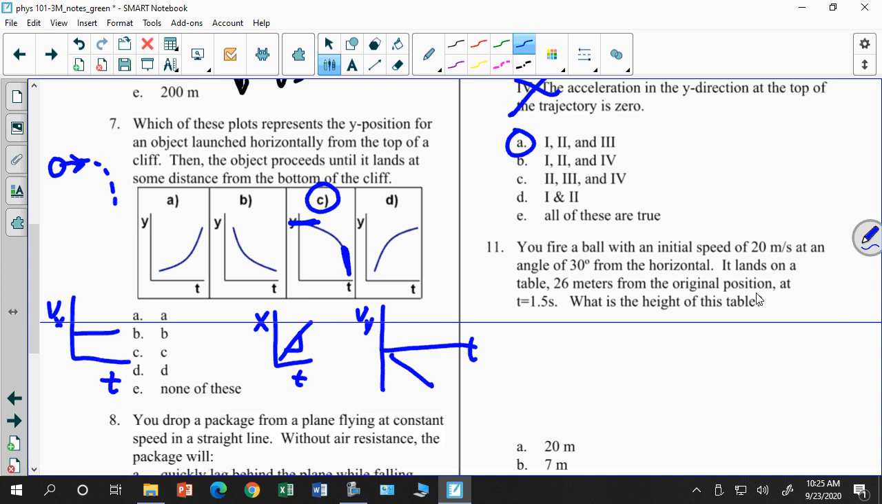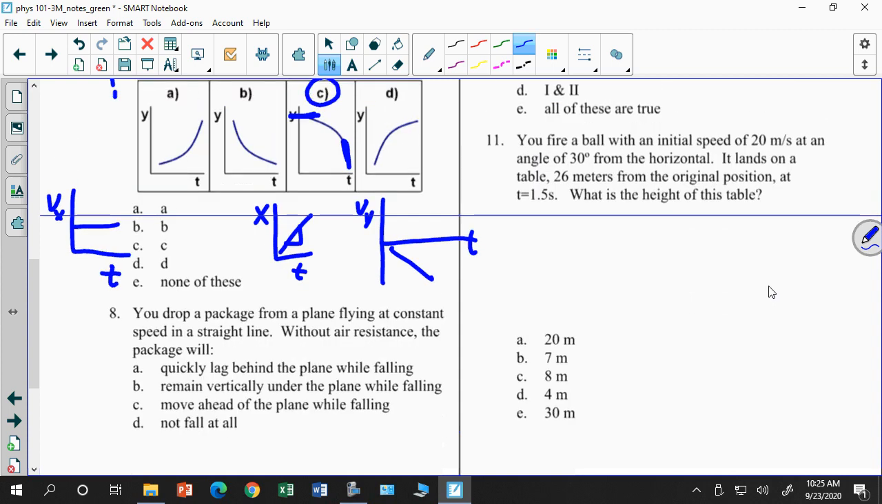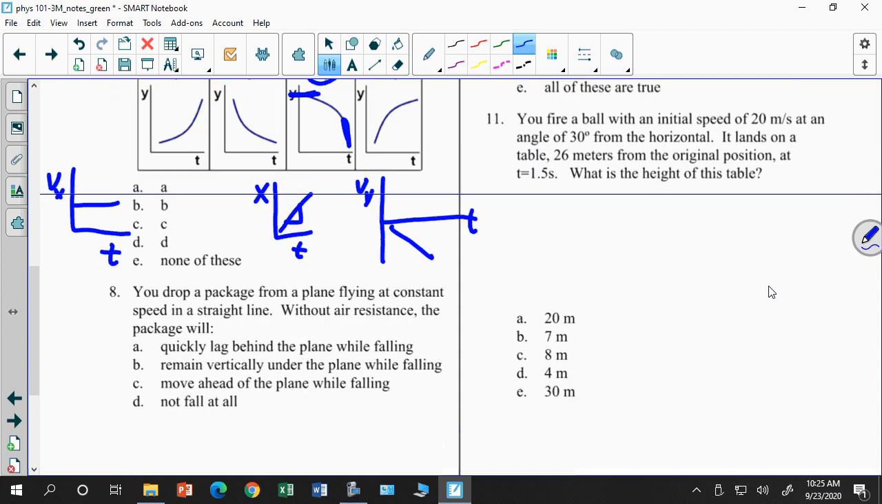You're going to have a problem similar to number 11 as well. You fire a ball with an initial speed of 20 meters per second, at an angle of 30 degrees from the horizontal. It lands on a table 26 meters from the original position at t equals 1.5 seconds. What is the height of this table? This looks complicated, but because I give you the time, it's not. It's not a complicated problem, even though it seems complicated. The time is like most of the effort you have to put in.